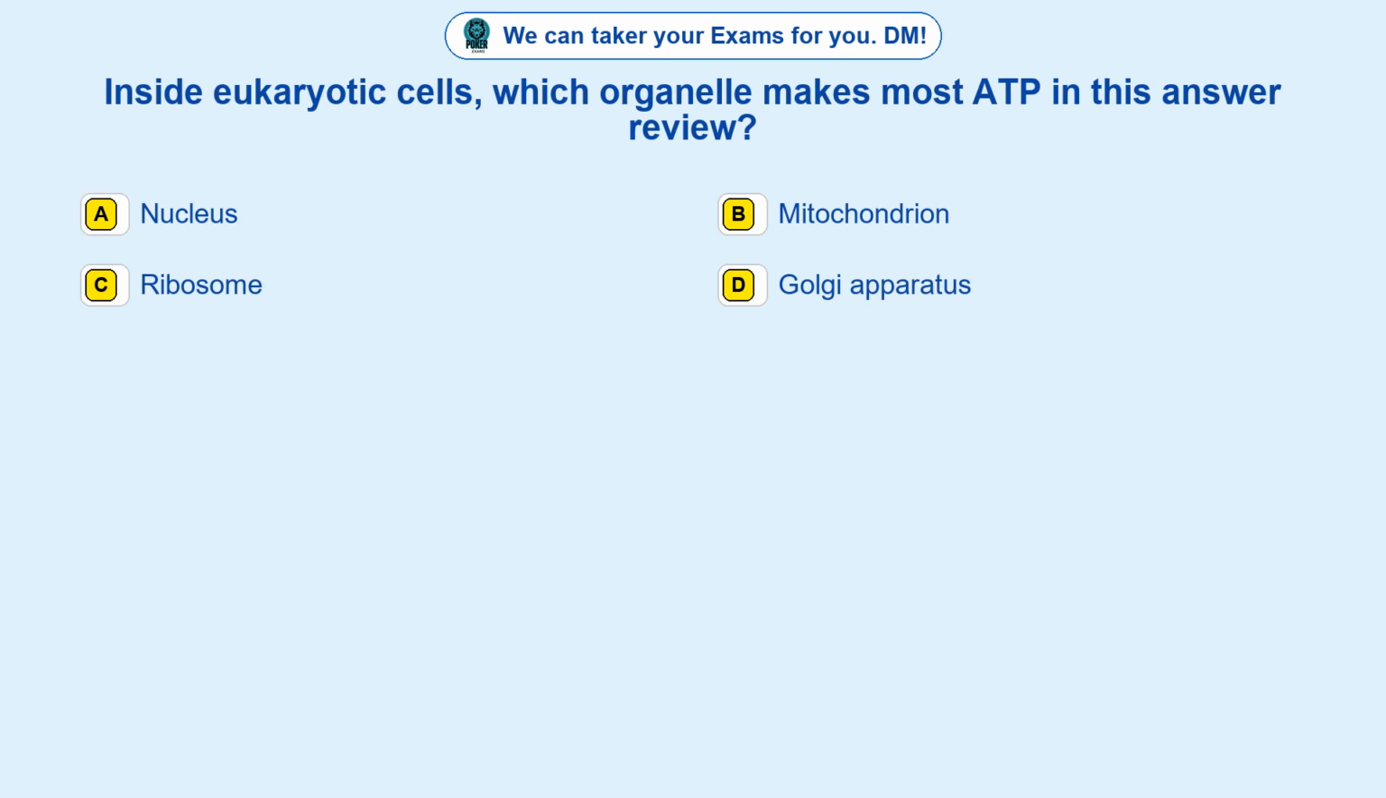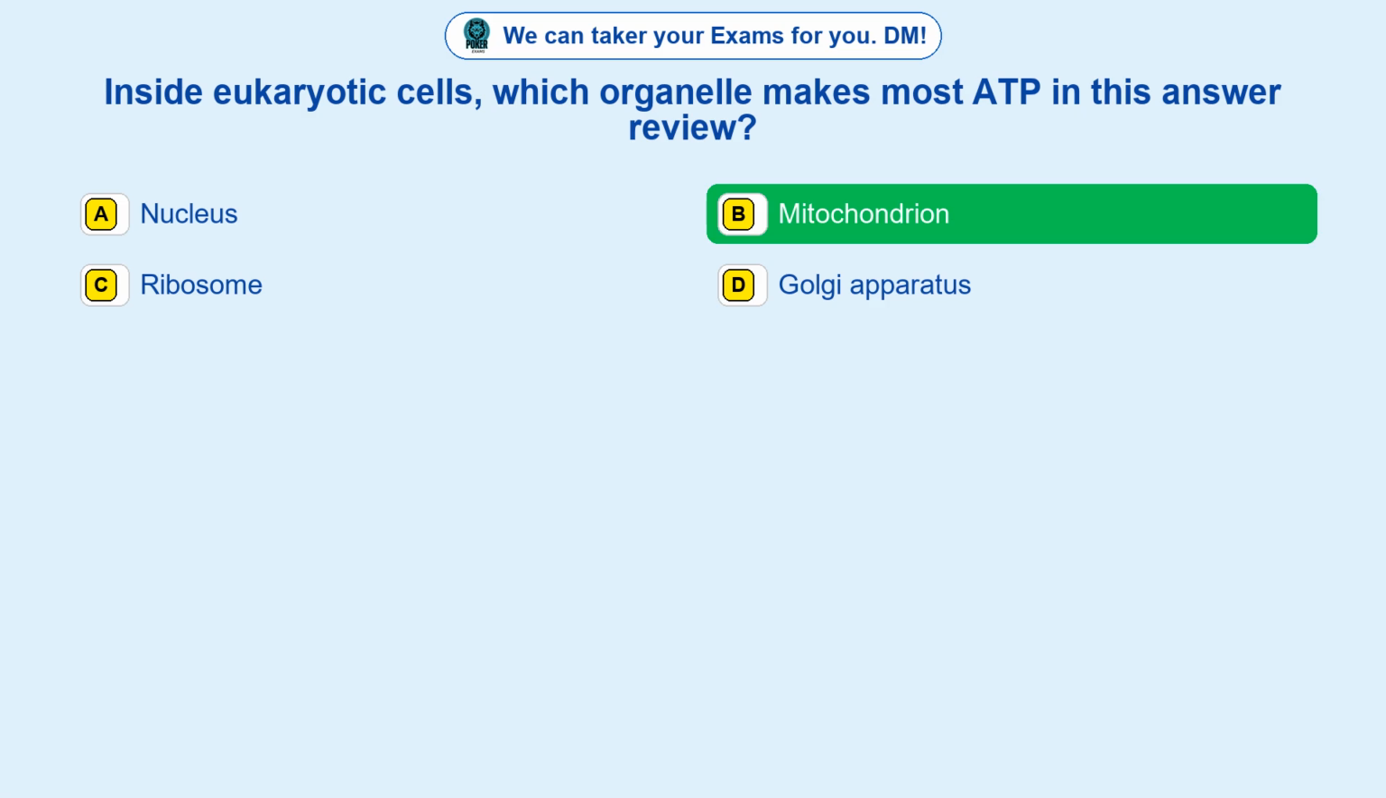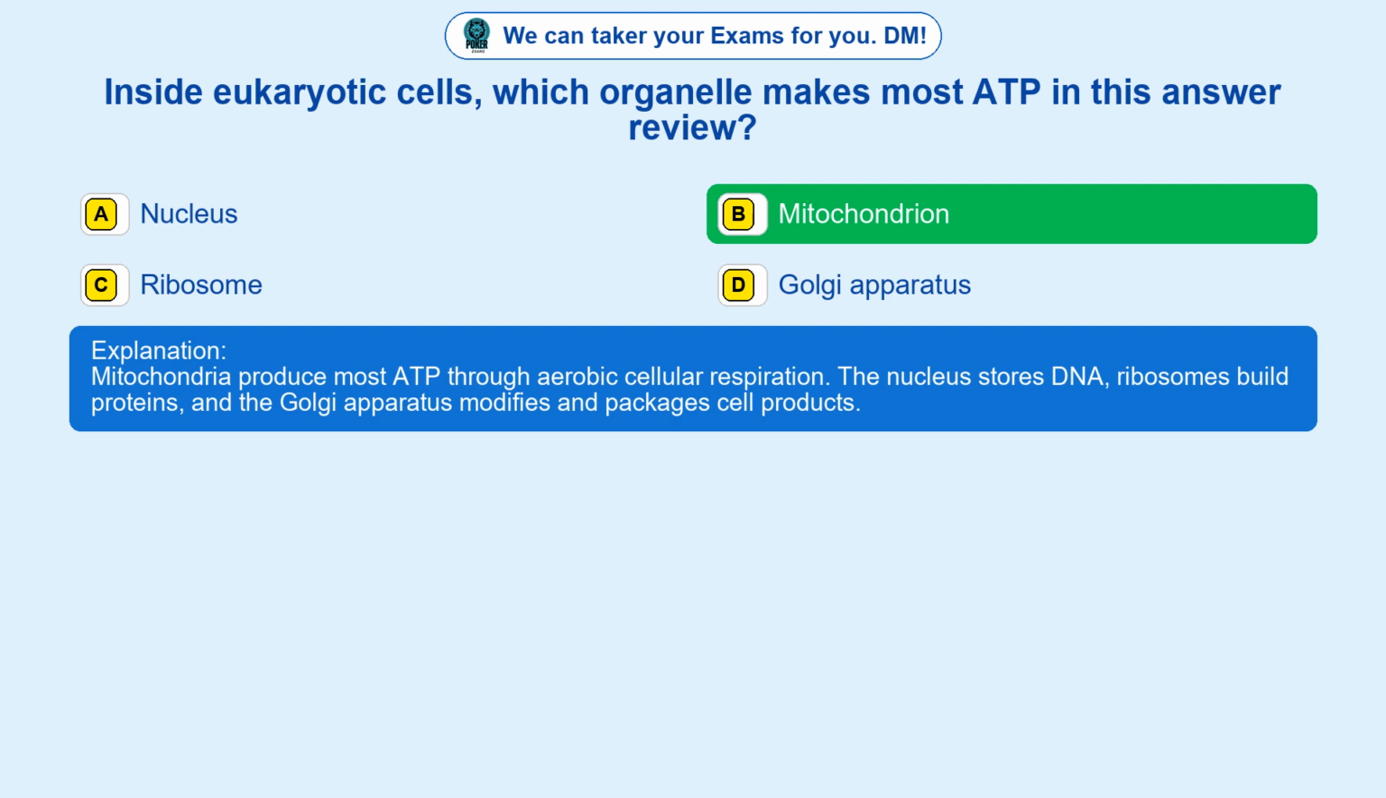Question 2. Inside eukaryotic cells, which organelle makes most ATP in this answer review? Option A, nucleus. Option B, mitochondrion. Option C, ribosome. Option D, Golgi apparatus. The correct answer is option B, mitochondrion. Mitochondria produce most ATP through aerobic cellular respiration. The nucleus stores DNA, ribosomes build proteins, and the Golgi apparatus modifies and packages cell products.